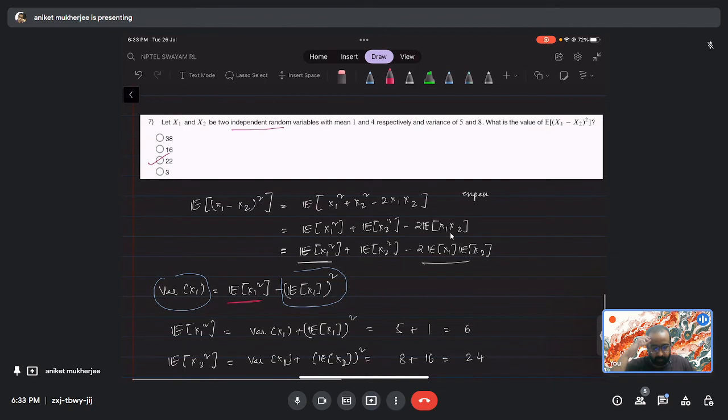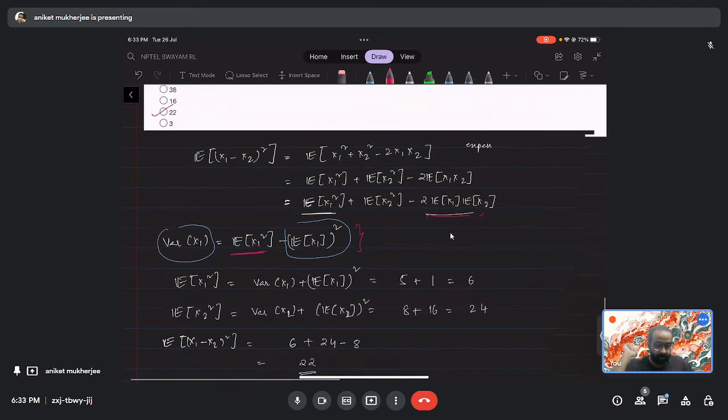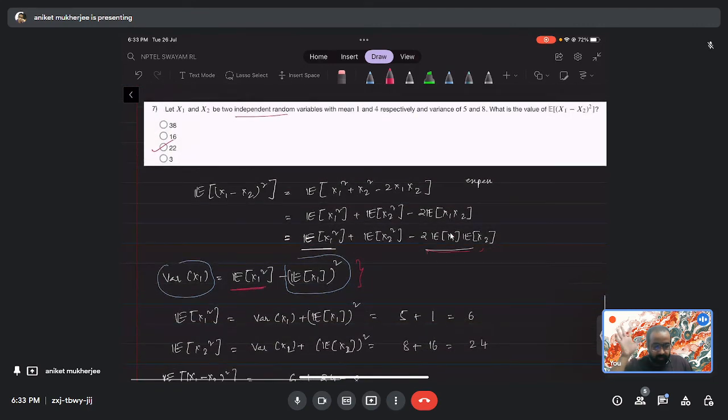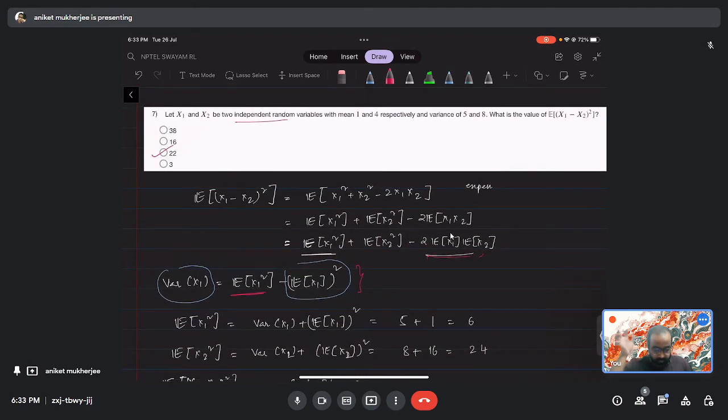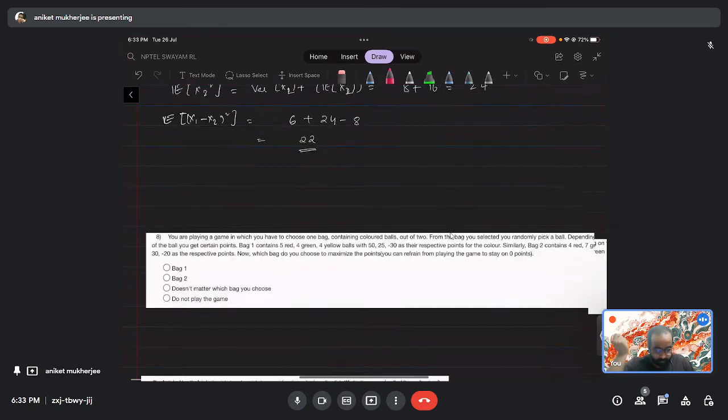This is also a simple problem where you need to know the properties of expectation. One of the properties is linearity, and you also need to know that if two random variables are independent, then the expectation of the product factors out. We have used that also. And then you also need to know the variance formula that we use to calculate the second moment of a random variable. So this is also a very simple question. I hope that you have been able to follow the solution and maybe you have tried to prepare.